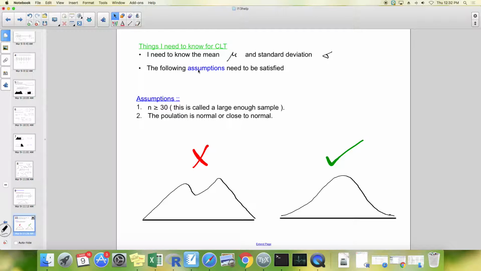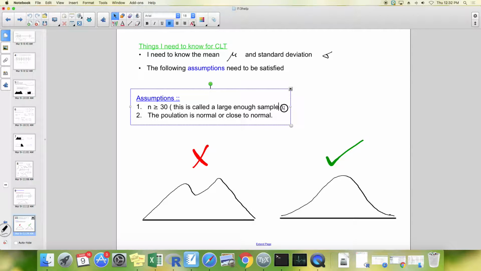And the assumptions need to be satisfied. So what are the assumptions now? There are two assumptions. Number one, n is bigger than or equal to 30. And number two, population is normal or close to normal. Okay, let's see. So this number one and number two should be like either or. This or this.